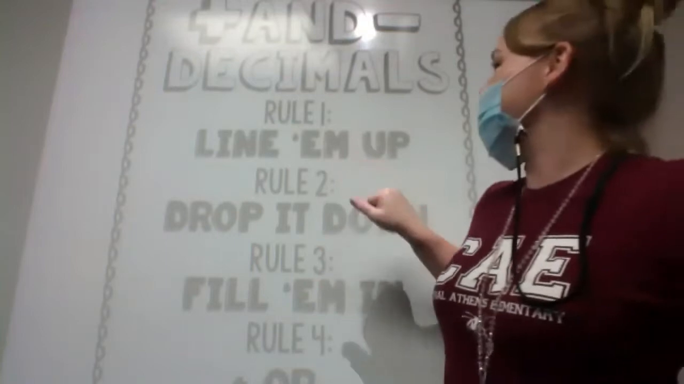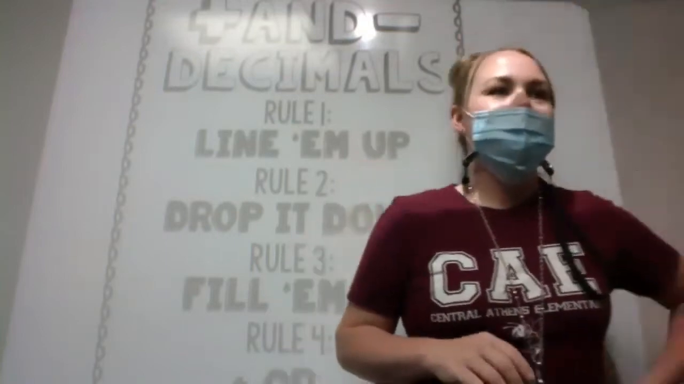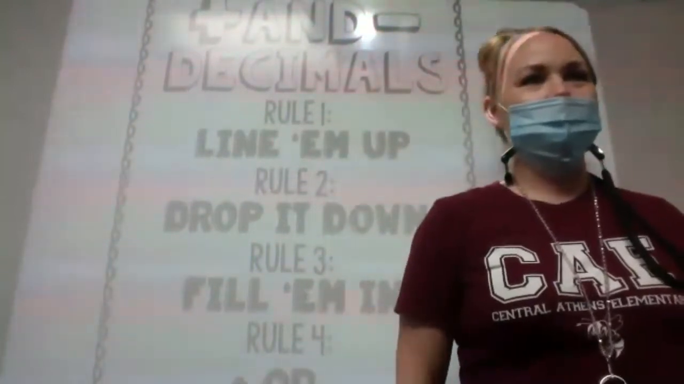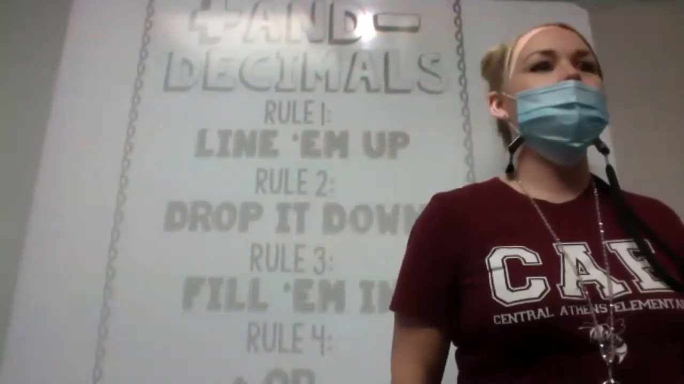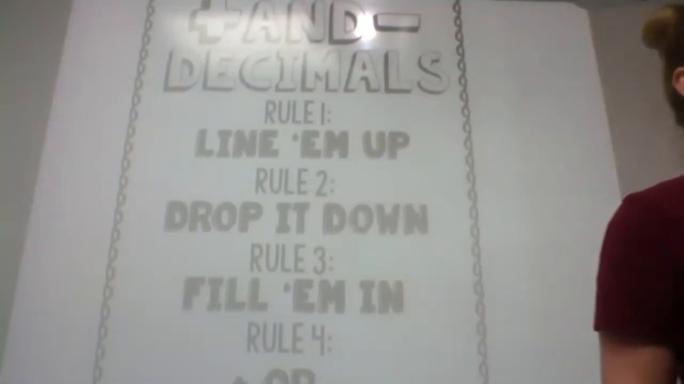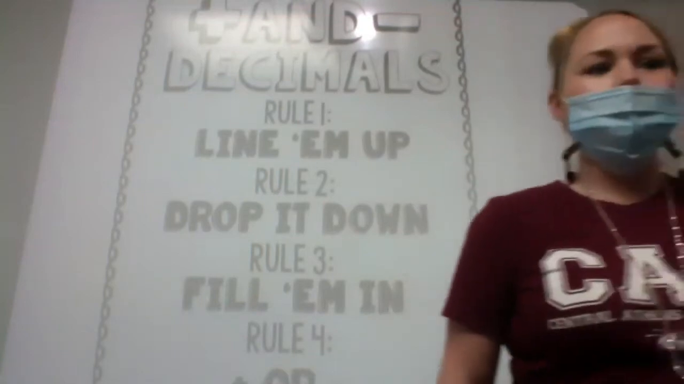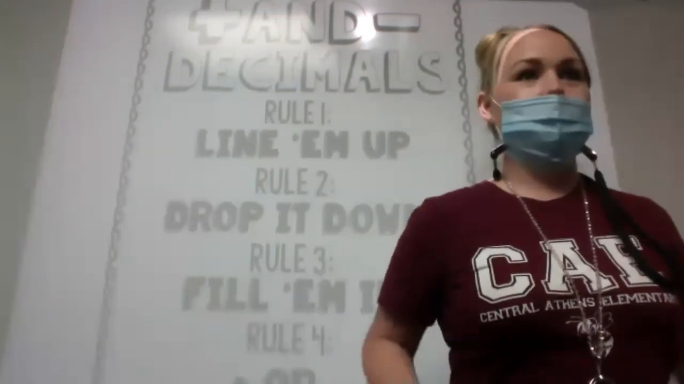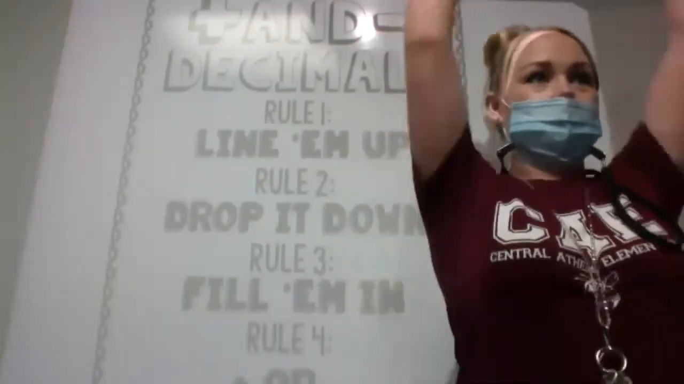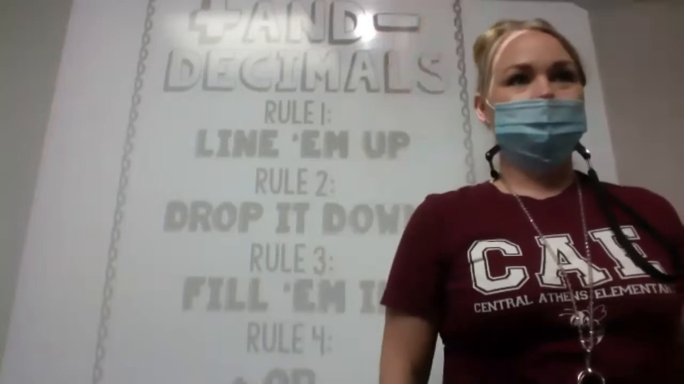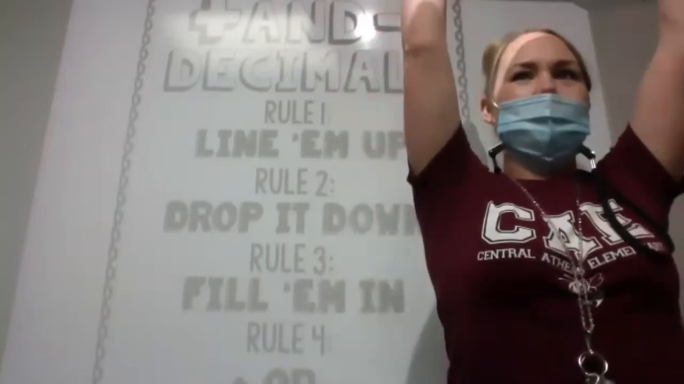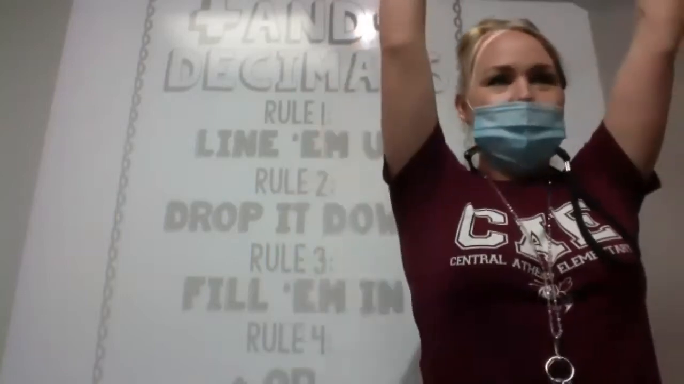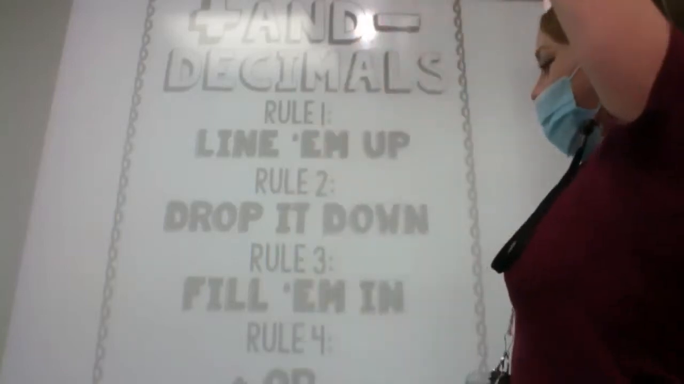Okay, so for this rule 1, for line them up, show me, what do you think that could look like if we're gonna do a movement? Show me something. Who's got something? So just like line it up? Okay, we could do it like that, or you could go like line it up. Maybe we should do our arms up, so it's more dramatic, okay? All right, so we'll go line them up, and then we've got drop it down.